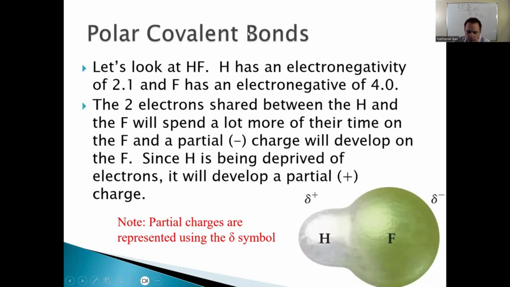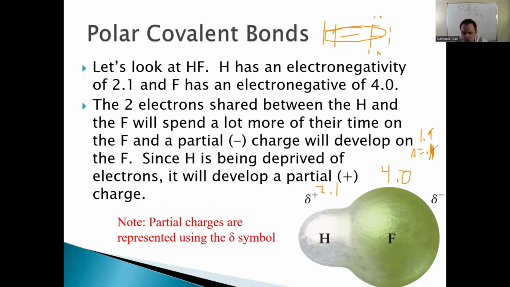Let's look at the typical polar. Here is a very classic polar covalent bond. If we look at the bond in HF, hydrogen and fluorine are sharing 2 electrons, but they are definitely not sharing them equally. Fluorine is going to hog them. Here's why. If we look up the electronegativities, fluorine is a 4.0 and hydrogen is a 2.1. That is a difference in electronegativity of, I'm sorry, 1.9.